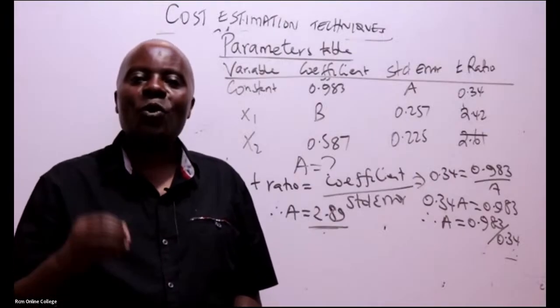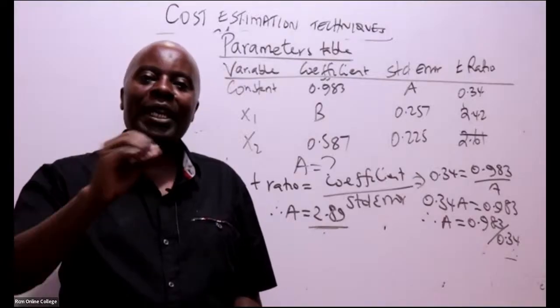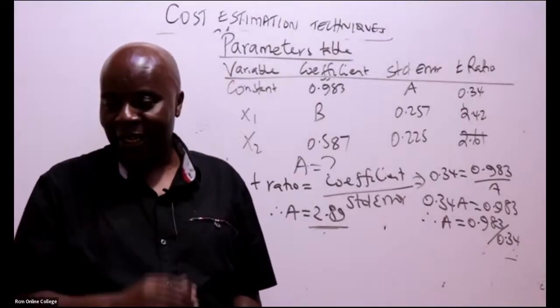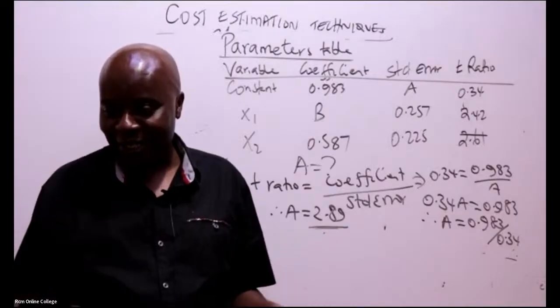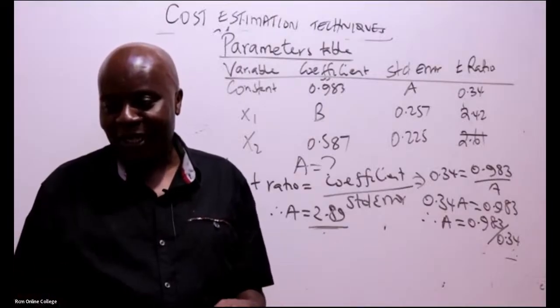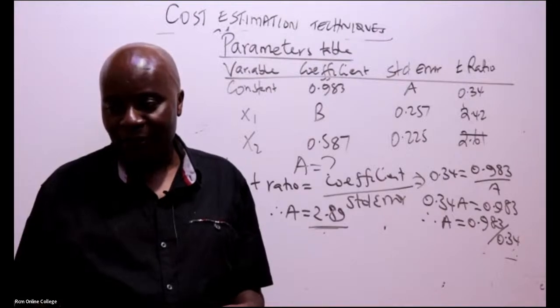Then can you kindly go ahead and give me the value of B now on your own? Try, even if you don't get it. Just try the value of B. You can see where B is. So go ahead and get the value of B.